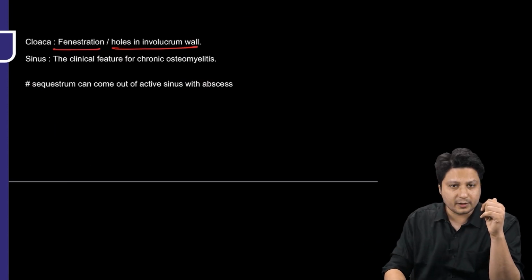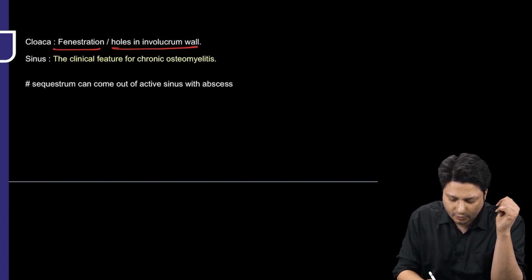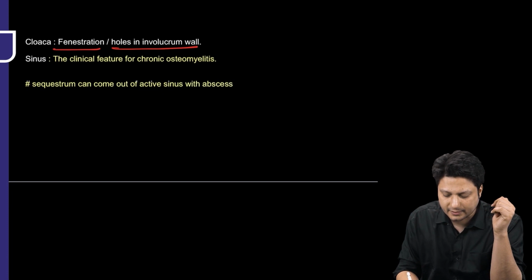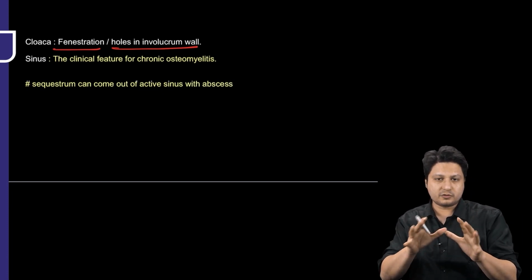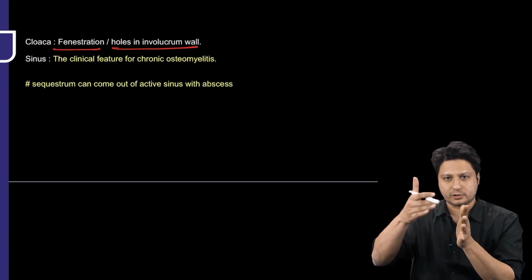So what is all being written over here is that the sinus is a clinical feature for chronic osteomyelitis, and sequestrum can come out of the active sinus along with the abscesses. So these are the pathophysiological features for chronic osteomyelitis.